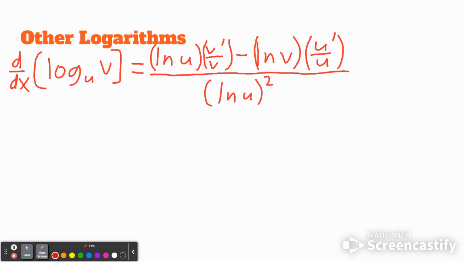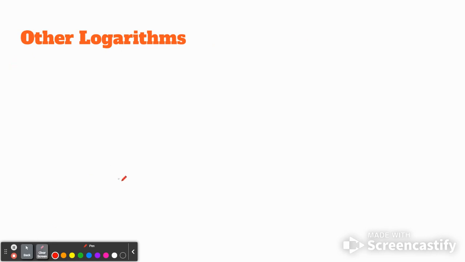So this would be the derivative of log base u of v. And you may be thinking, this looks an awful lot like the quotient rule. And you'd be right. That's exactly how we derive this. So right now I will show you how to derive that formula.